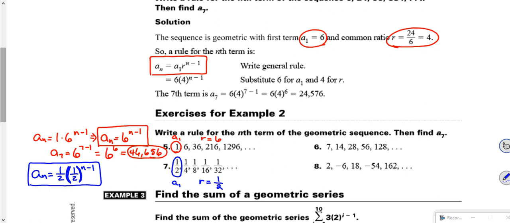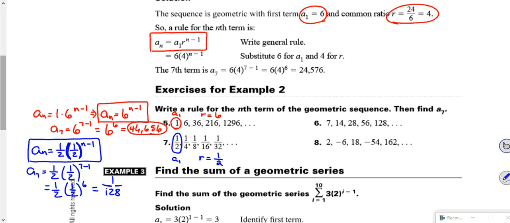Now, if I try to find a sub 7, that is 1/2 times 1/2 to the 7 minus 1, or 6th power, right? 1/2 times 1/2 to the 6th power. Well, literally, I can poke that in my handy dandy calculator. 1/2 to the 6th power times 1/2, and I get 1/128. That's, of course, one of my dead spots on the board.